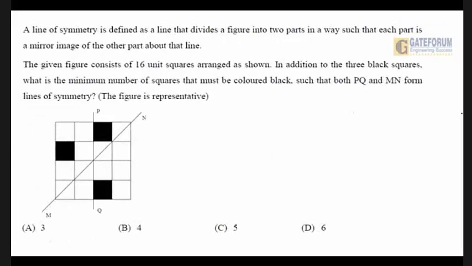This is one of those. A line of symmetry is defined as a line that divides a figure into two parts such that each part is a mirror image of the other part about that line. The given figure consists of 16 unit squares arranged as shown. In addition to the 3 black squares, what is the minimum number of squares that must be colored black such that both PQ and MN form lines of symmetry?